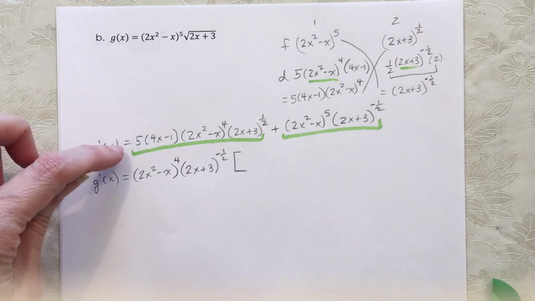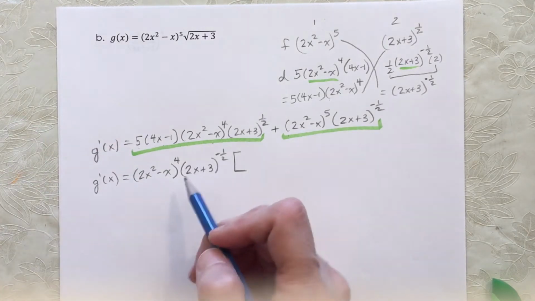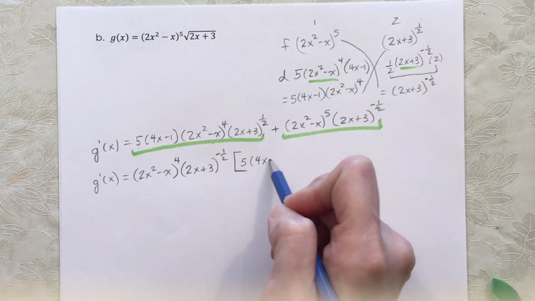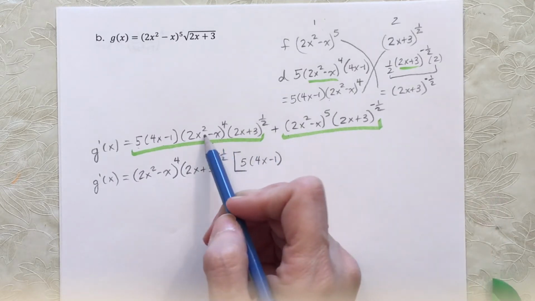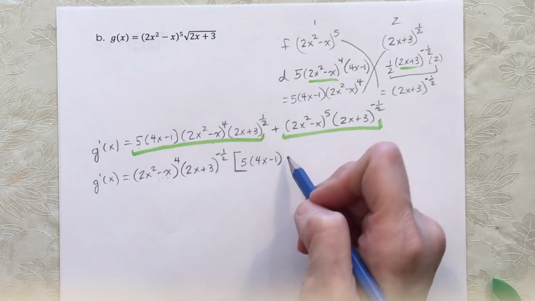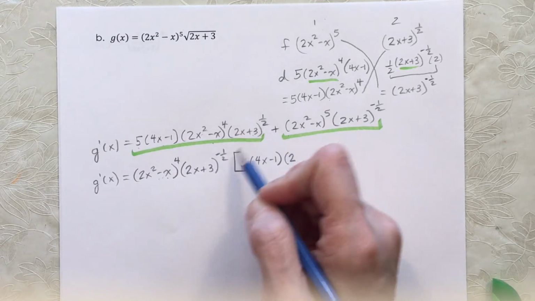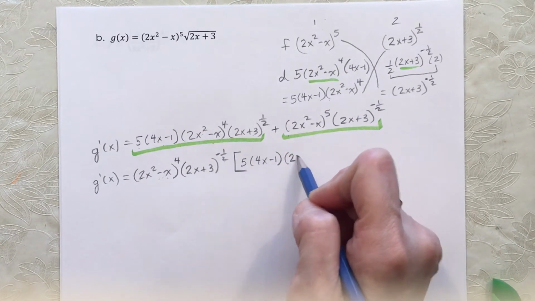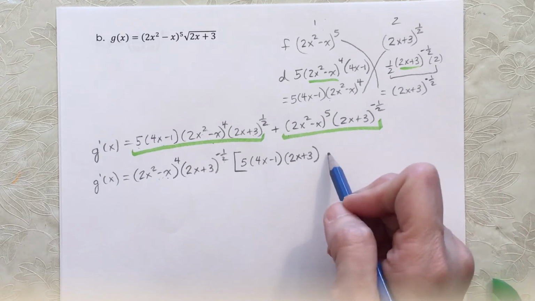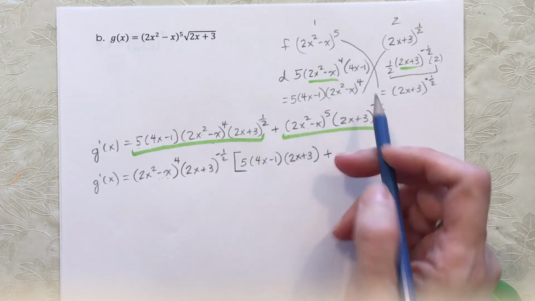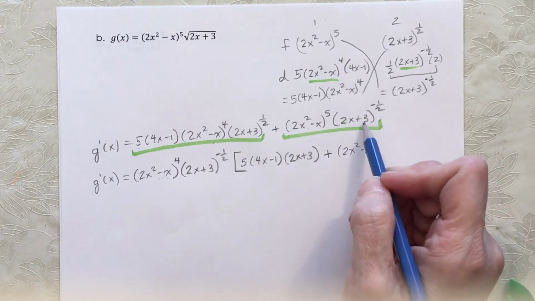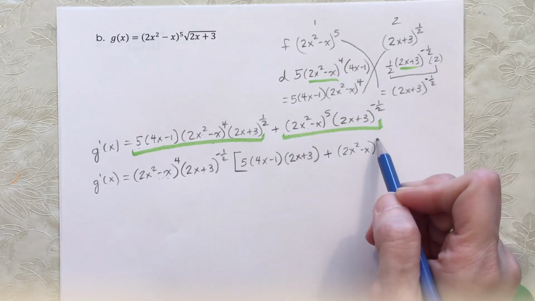We're going to divide each big green chunk by the greatest common factor. So we're going to have the 5 still, the 4x minus 1 still. The 2x squared minus x can't divide out to 1. And the (2x plus 3) to the half divided by (2x plus 3) to the negative 1/2 is just 2x plus 3. And then plus (2x squared minus x) to the power of 1. And the (2x plus 3)'s divide out.